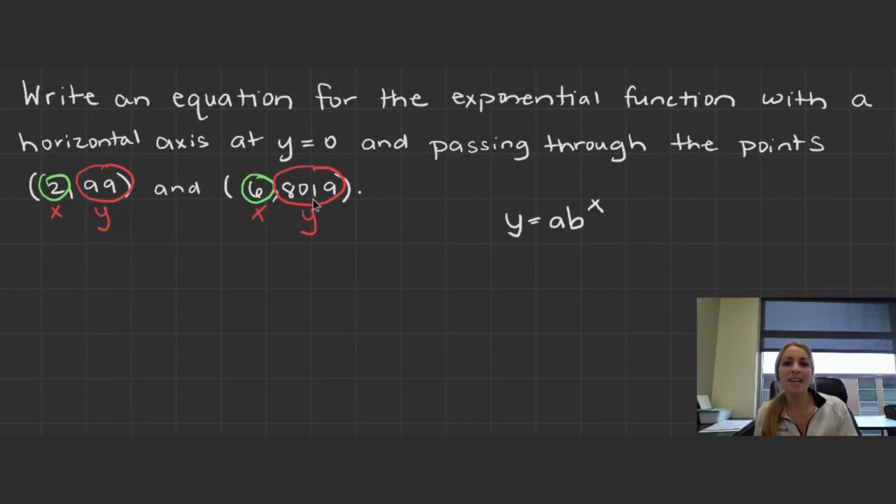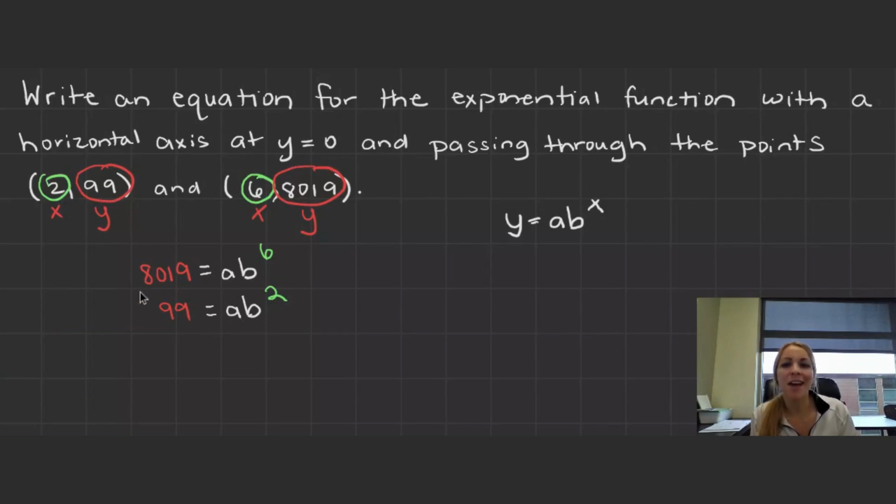So I'm going to replace x in this equation with 6, and I'm going to replace y in this equation with 8019. Now I'm going to replace x and y in this equation again and place it right below, noticing that I'm choosing the smaller x value. I'll explain why in just a moment. All right, I've created a system of equations by replacing the x and y values. Now what I need to do is figure out what the parameters a and b are.